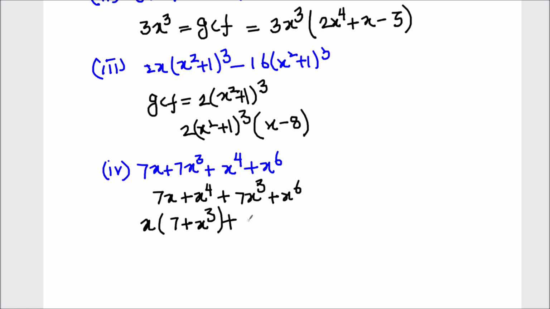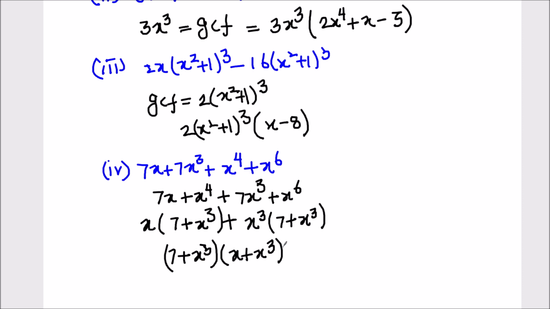And from the other two terms, we are going to take x cube common. So we have 7 plus x cube. Now we have 7 plus x cube in both the terms. So we can take that common, 7 plus x cube outside. And we are left with x plus x cube. When there are such polynomials where we can group the terms and can take some common factor which is bigger than a single factor from the two terms, we factor the polynomials like so.